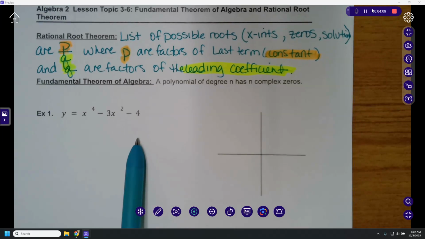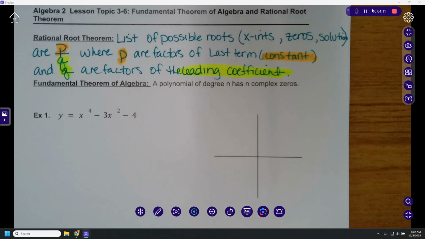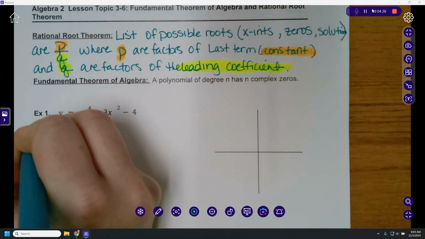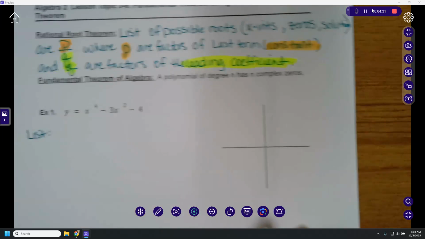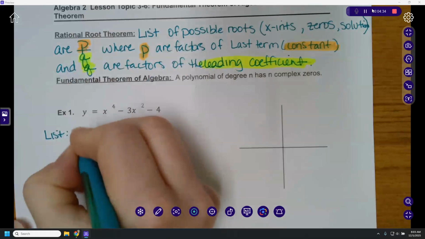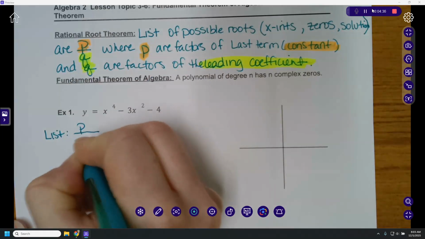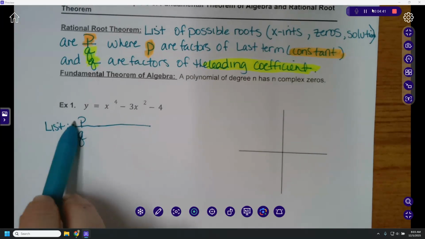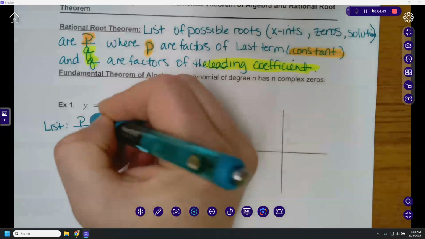So in example 1, and actually we're only doing part of example 1 today because this in itself is enough practice, this process is all we're going to do today. We're going to find the list. We're going to then decide which ones from our list are actually zeros. So when I want my list of zeros, I like to organize it in this way. I write this P over Q. And I use this little chart to help me out. So just put the P on top, the Q on the bottom.